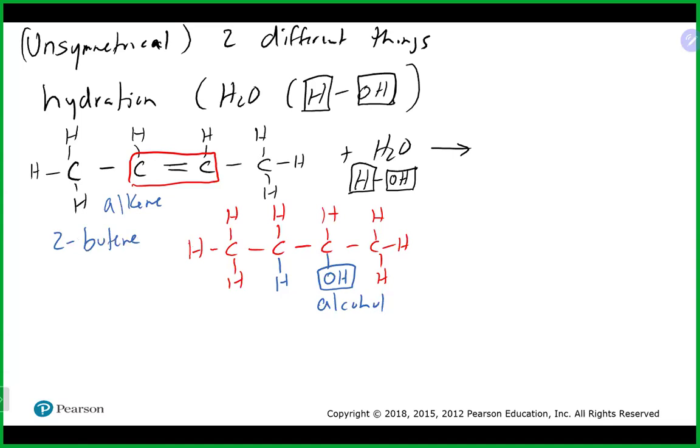To name the alcohol, not surprisingly, works kind of the same way. We're looking for the longest carbon chain that has the OH group on it. 1, 2, 3, 4 that has the OH group on it. So alcohol ends in -ol. So instead of butane, this is butanol, -ol at the end of it for the alcohol.